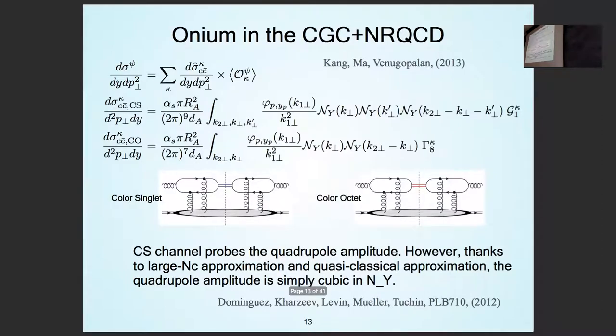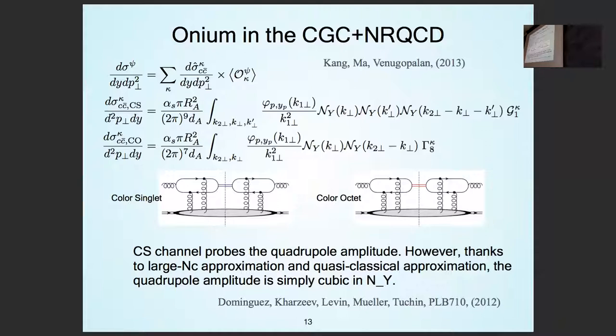Sorry, could you elaborate a little bit? For the diagrams you draw, both channels look the same, but presumably they shouldn't be, right? Yes, the question is about the color. We have to use large N_c, so we can cut this line. The only difference is the color state of the QQ bar in the final state.